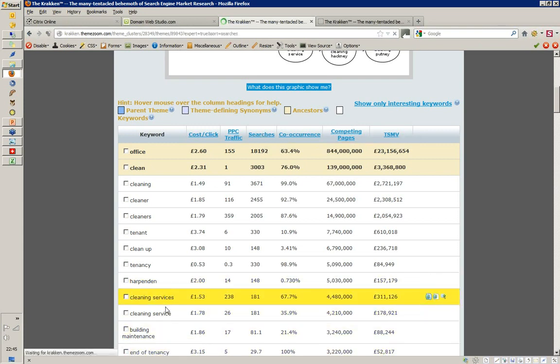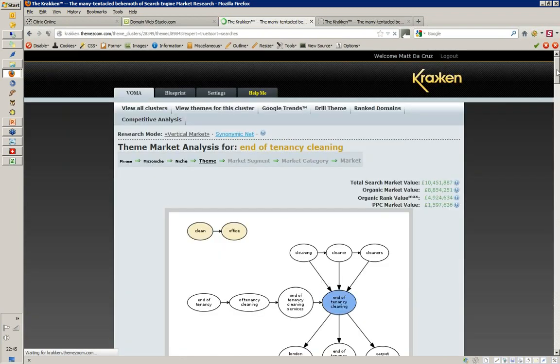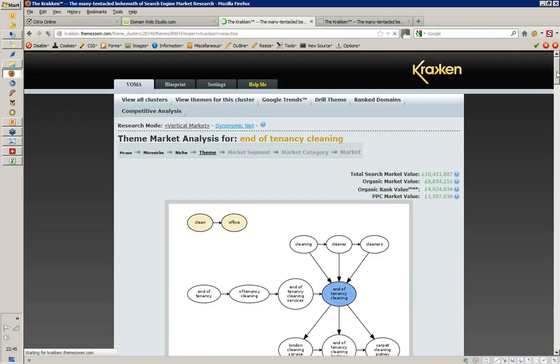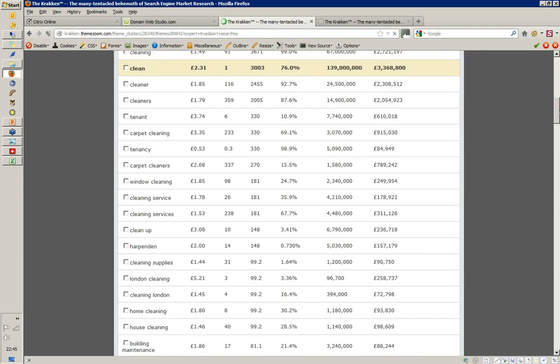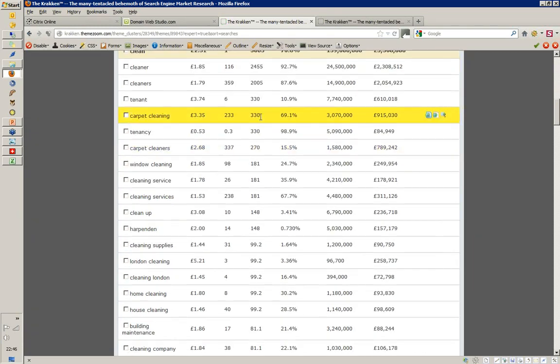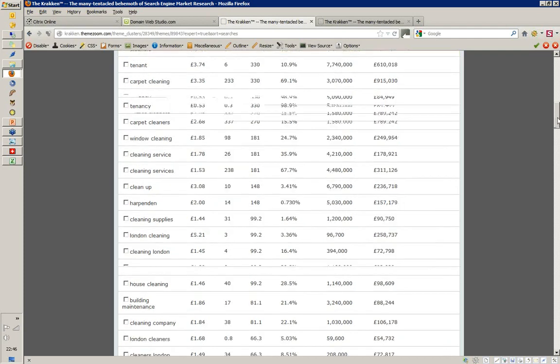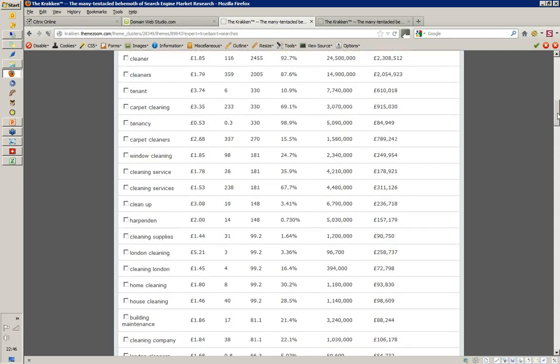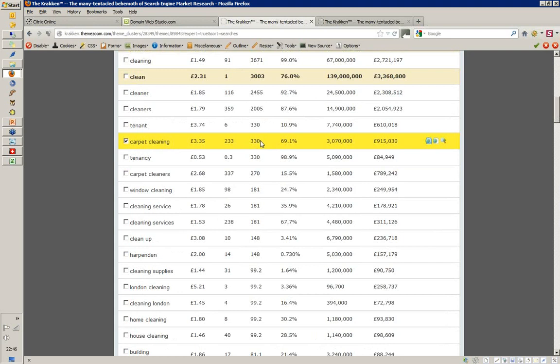Cleaning services. I want to understand what words people are using. What are those micro thoughts? So carpet cleaners, carpet cleaning. That's got the most searches out of all of this type of stuff. So that's something I want to add into my blueprint: carpet cleaning. Definitely. 330 searches a day. Carpet cleaners is another one I want to put in there.